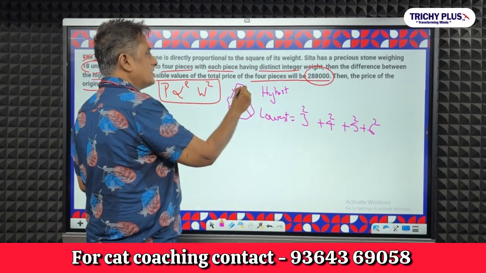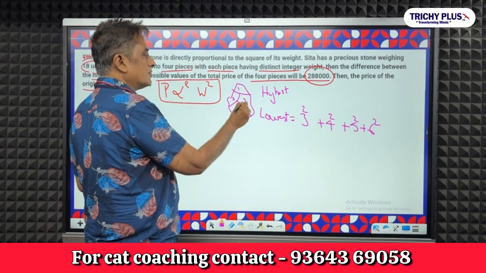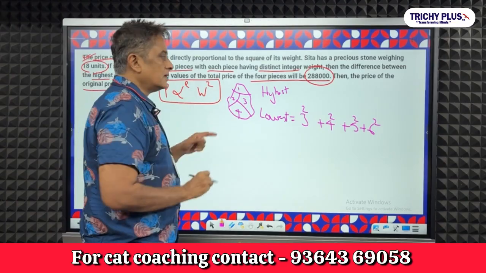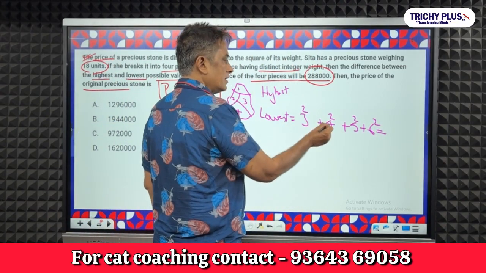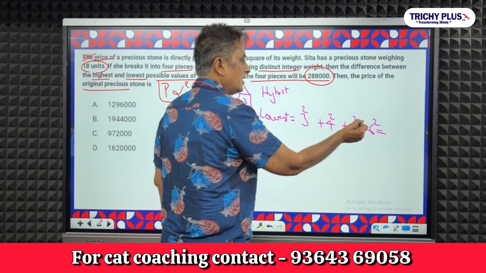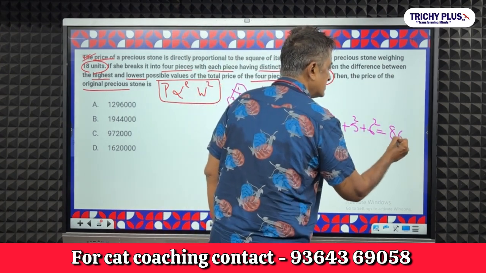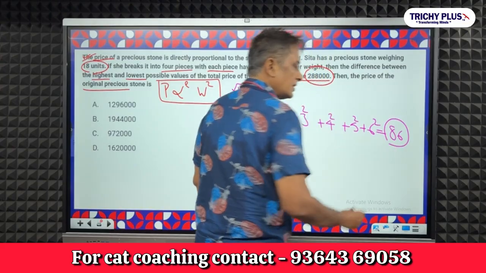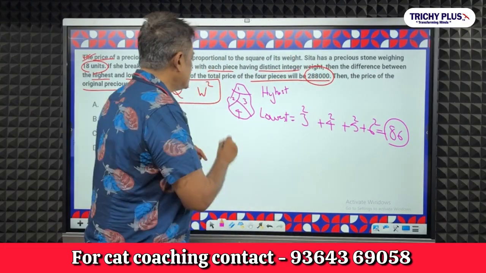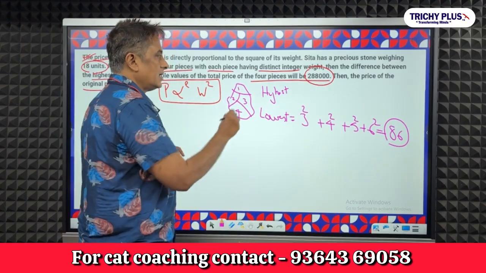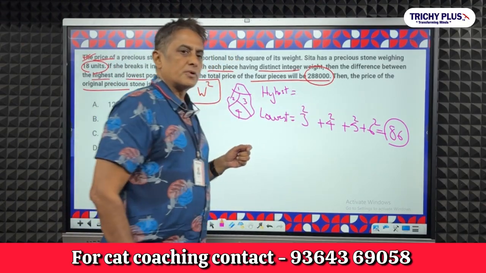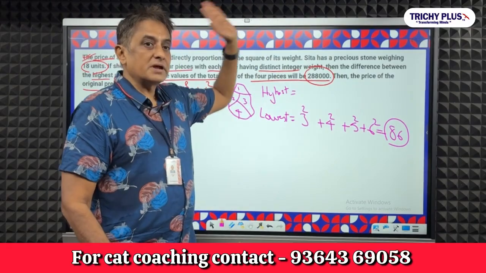That means one piece is 3, another 4, another 5, another 6 units. So what will be their price? Now you square and total it. 9, 16, 25, 36, total 86, right? So the price here is directly proportional to 86. Look at the highest, when will the highest come? See, you want the biggest squares.